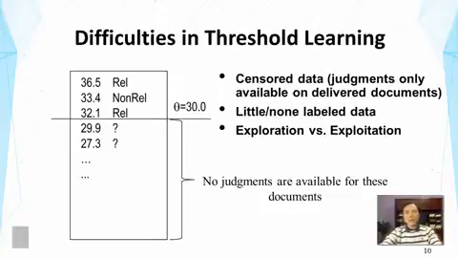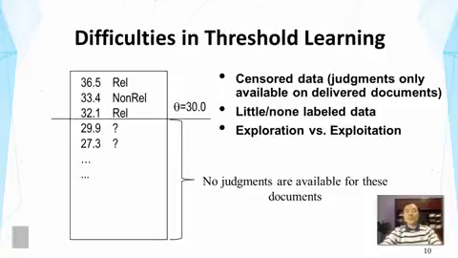So how do we do that? Well, we could lower the threshold a little bit and just deliver some near misses to the user to see how the user would respond to this extra document. And this is a trade-off because on the one hand, you want to explore, but on the other hand, you don't want to really explore too much because then you would over-deliver non-relevant information.